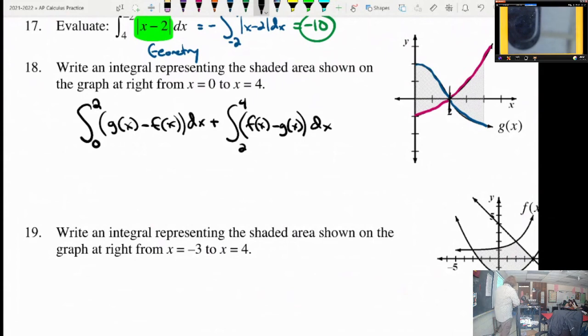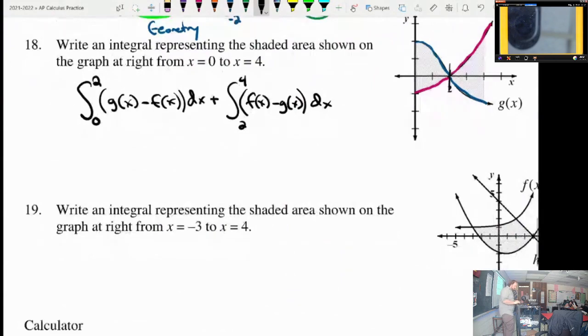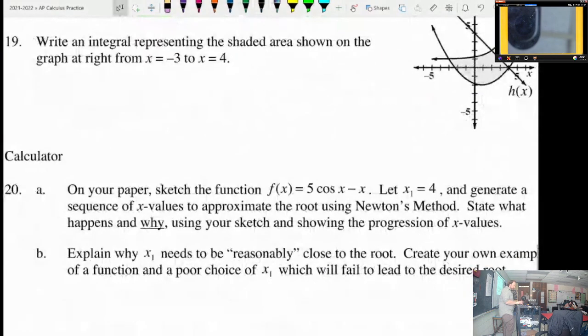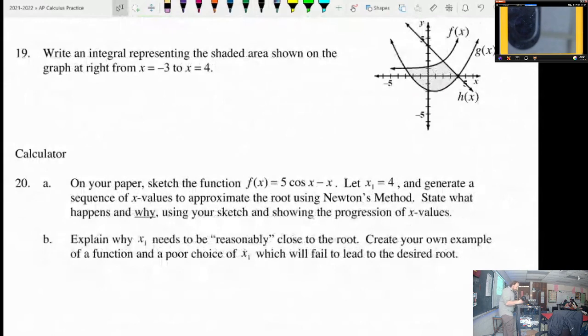Question 19 is going to be very similar. This is going to ask us to write an expression representing the shaded area shown from -3 to 4. And again, I believe those are the intersection points there and there. This one is also going to require 2 integrals because we have f of x on top for this first little chunk from -3 to 2. And then it looks like h of x comes into play and becomes the top function from 2 to 4. And g of x, the parabola, is always on the bottom no matter what.